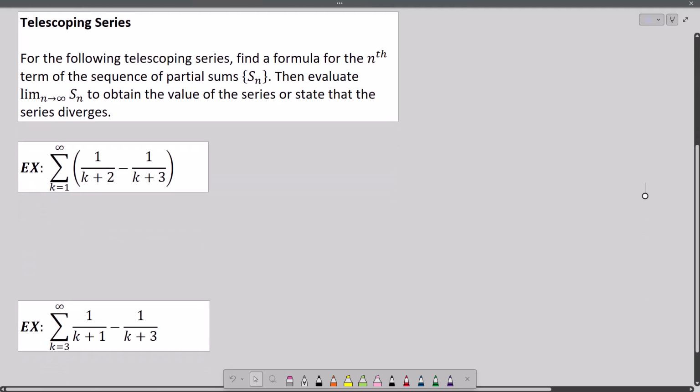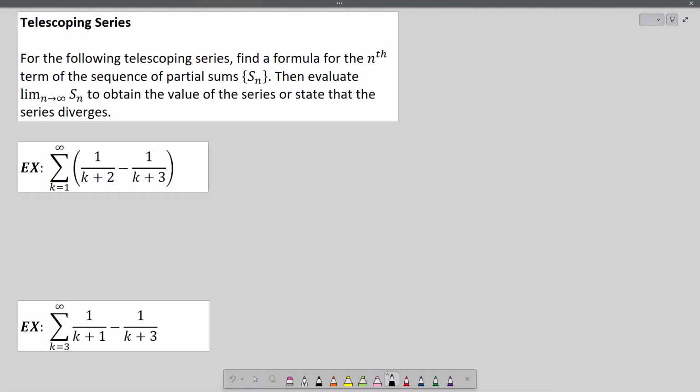So telescoping, what does that mean? Well, you'll see why it's called telescoping in a minute. With the telescoping, we want to figure out a formula for S sub n. S sub n is the sum of the first n terms. When your series starts at 1, that's the easiest because that index is actually counting the terms for you. So we're going to plug in 1 to get the first term.